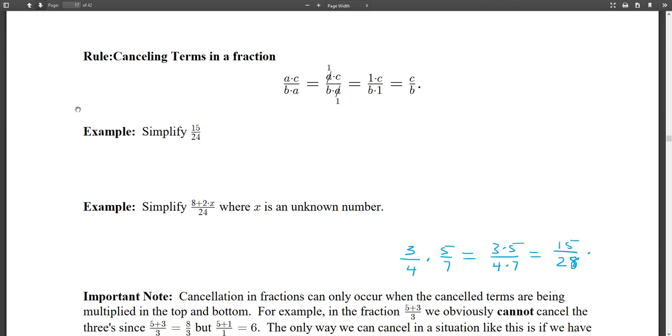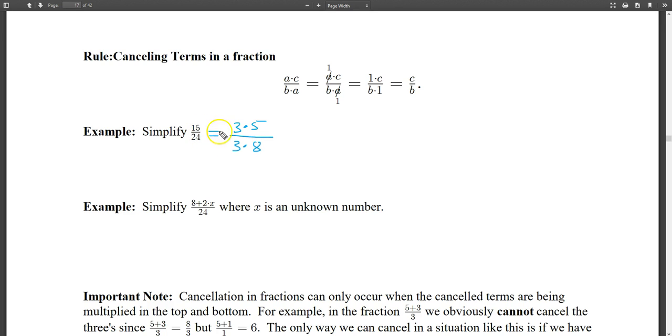Now let's take a look at canceling terms in a fraction. So if you have a fraction like a times c divided by b times a, you can actually cancel those a's. Just replace them with the number 1, and you get c divided by b. For example, let's simplify 15 over 24. Well, 15 is 3 times 5. And let's see, 24 is 3 times 8.